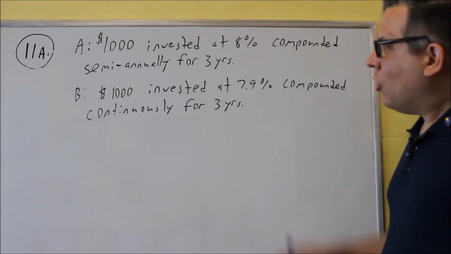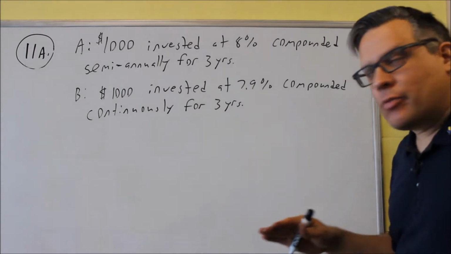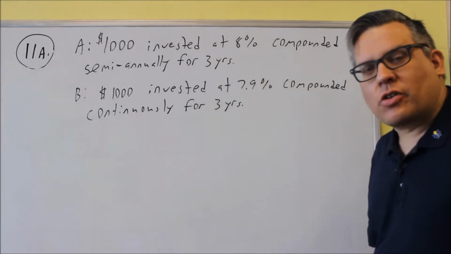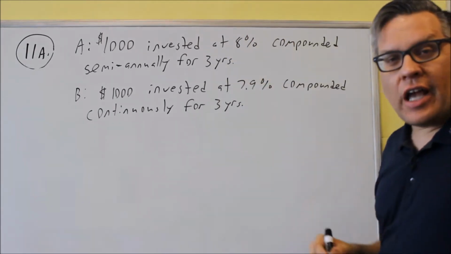For number 11, you're going to be given two choices, an A and a B, and you're going to answer A or B. You're going to see which one of these is going to give you more interest. So it says better deal or results in more interest. You want to answer A or B.